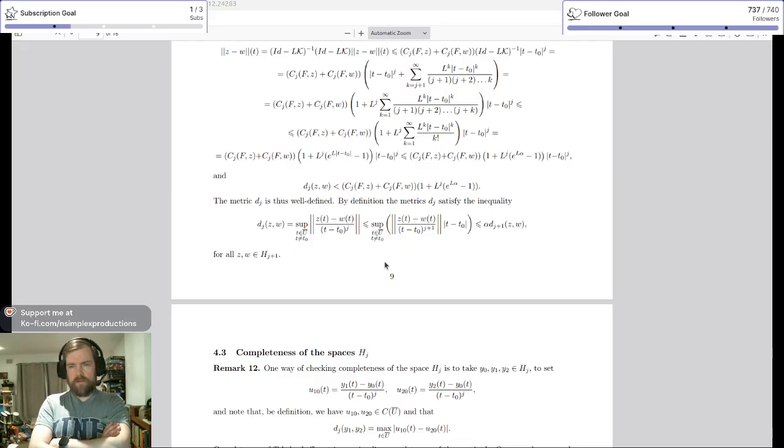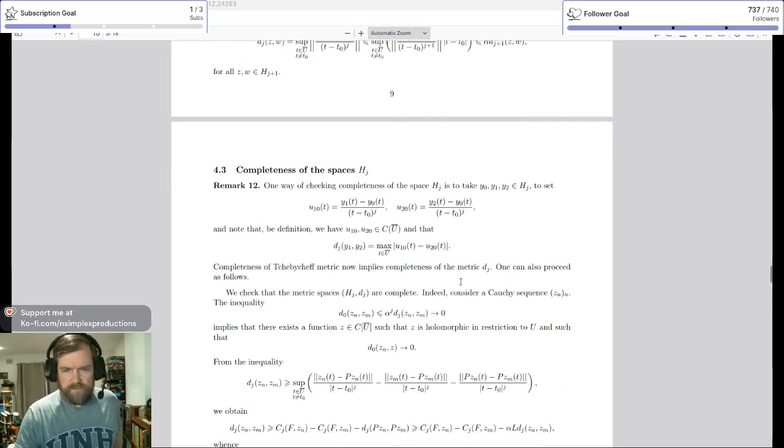So we've taken an absolute value of t minus t0, and we've moved it inside of the norm. I don't think I like that very much. Less than or equal to alpha d sub j plus 1 of zw for all z and w in h of j plus 1.